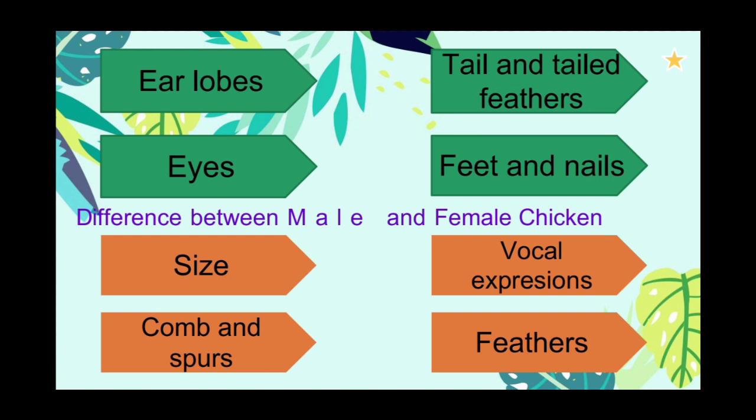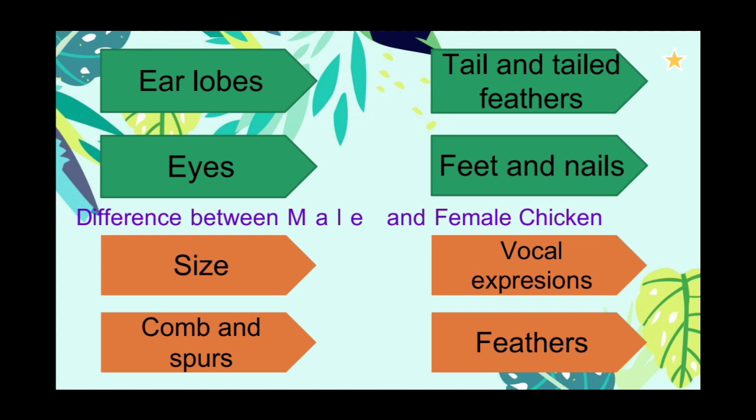Second is the comb and spurs. The comb and wattles of the male become much longer than the comb and wattles of a female. On the female, spurs hardly develop at all when compared to the male. Third is vocal expressions. Everyone knows that a rooster crows while a hen doesn't. Rooster crows intermittently all day long, not just in the morning.